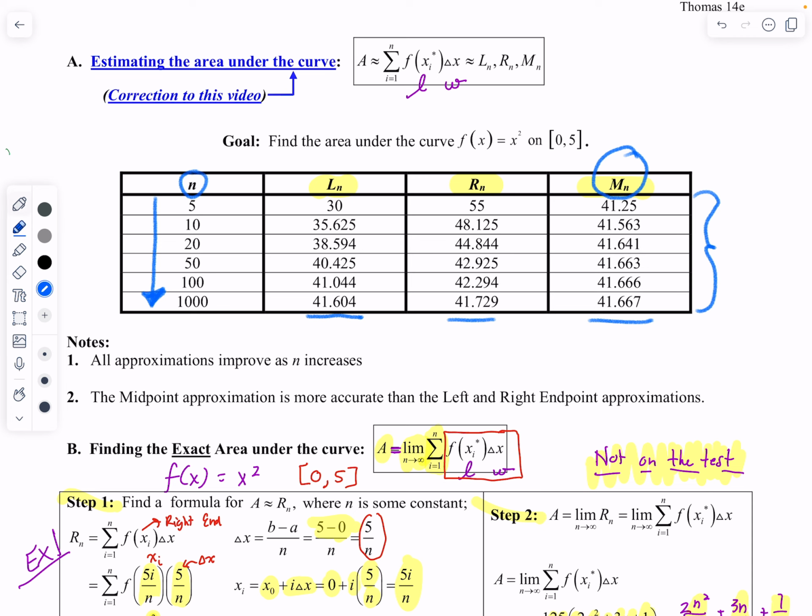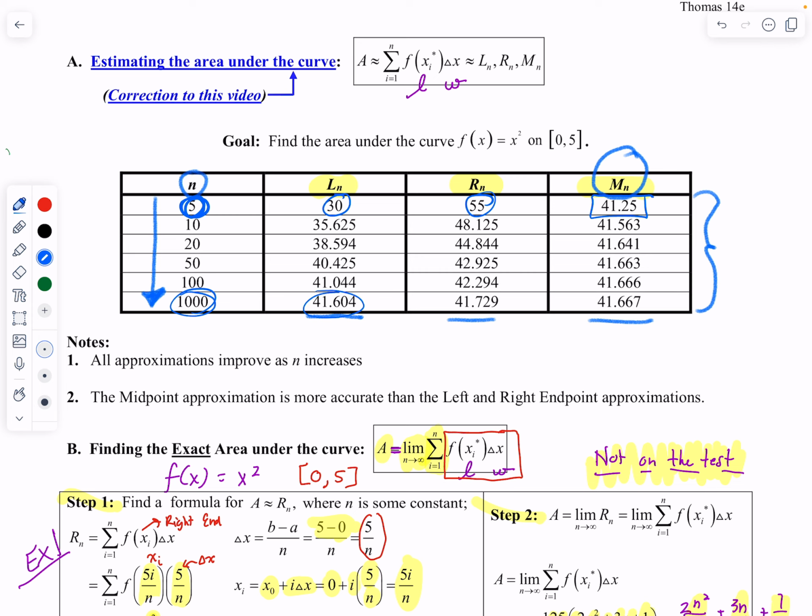If I'm just using 5, so I'm using 5 rectangles, I got 41.25 right out of the gate. The closest answer is 41.6. So that's pretty darn close, considering we're only using a small amount of rectangular regions. The left at 5 was only 30, and the right was 55. So again, left endpoints, if you have a small number of them, is going to give an underestimation. If you have a small number of rectangular regions and you're using the right, you're going to get an overestimation. But that calms down the more rectangular regions you have.